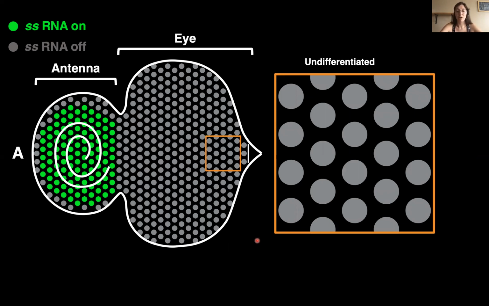The eye, however, has a dynamic temporal pattern of expression corresponding to different points in R7 differentiation. The eye disc develops temporally from the posterior to the anterior. I will zoom in on this box of cells and walk you through Spineless expression during the different points in differentiation. All of these cells begin in an undifferentiated state where Spineless is off.